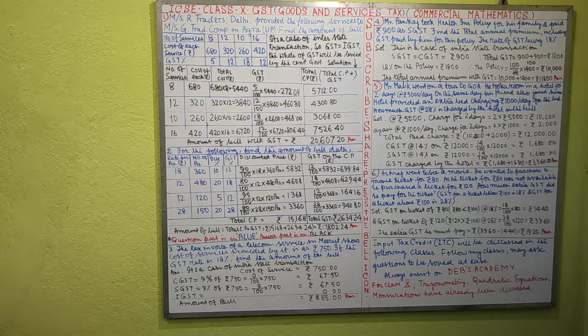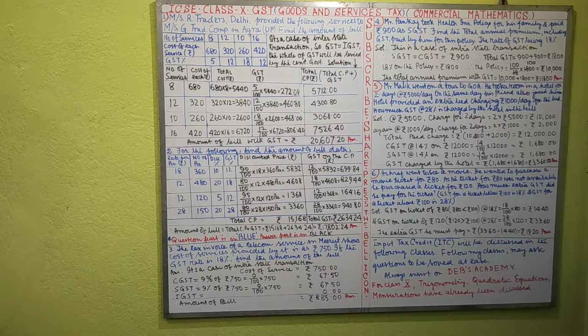Next, Mr. Pankaj took a health insurance policy for his family and paid rupees 900 as SGST. Remember that this amount rupees 900 is SGST. Therefore CGST will also be rupees 900. Remember this. And the question is, find the total annual premium including GST paid by him for this policy. The rate of GST being 18%.